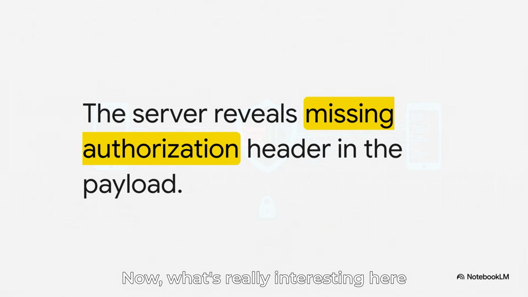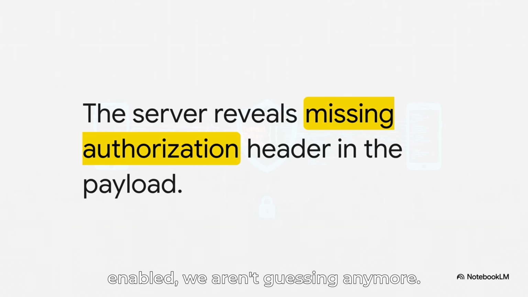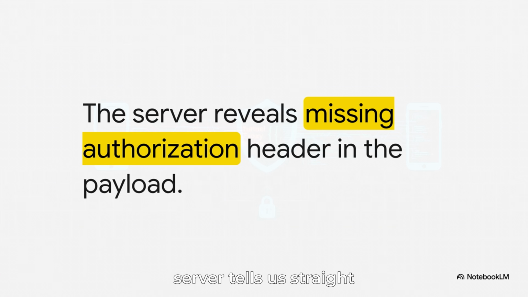Now, what's really interesting here is how fast the mystery completely vanishes. Because we have SSL Proxying enabled, we aren't guessing anymore. We look at the raw response, and the server tells us straight up exactly what went wrong. Missing authorization header. The front-end app literally dropped the payment token. It wasn't a bank decline, it was a malformed client request.